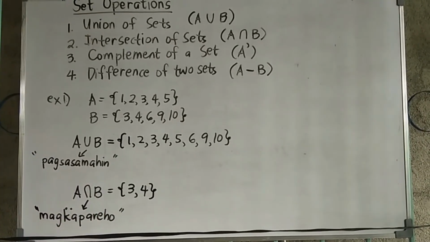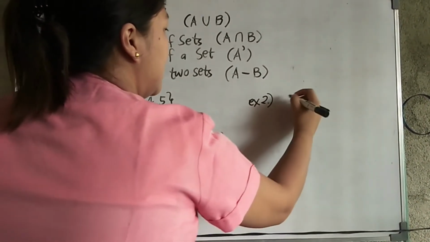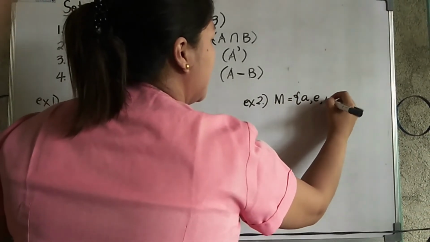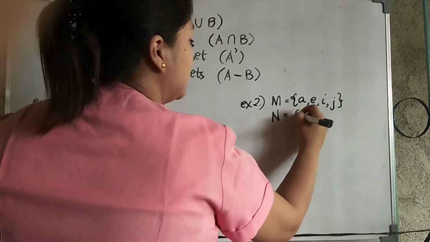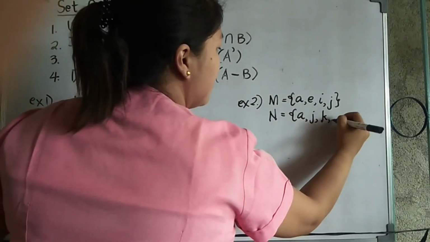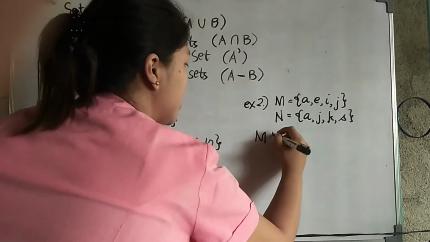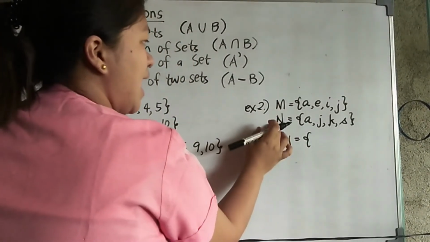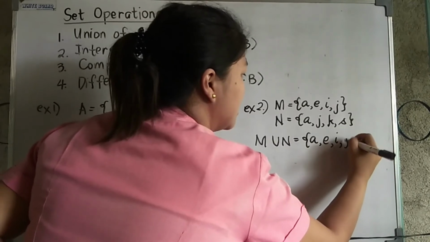So, to give you an additional example, let's say you have these following sets. Let's say set M contains A, E, I, J. And set N contains A, J, K, and S. So, if you're going to find M union N, pagsasamahin lang po natin ang laman ni M at ni N. So, you have here A, E, I, J.